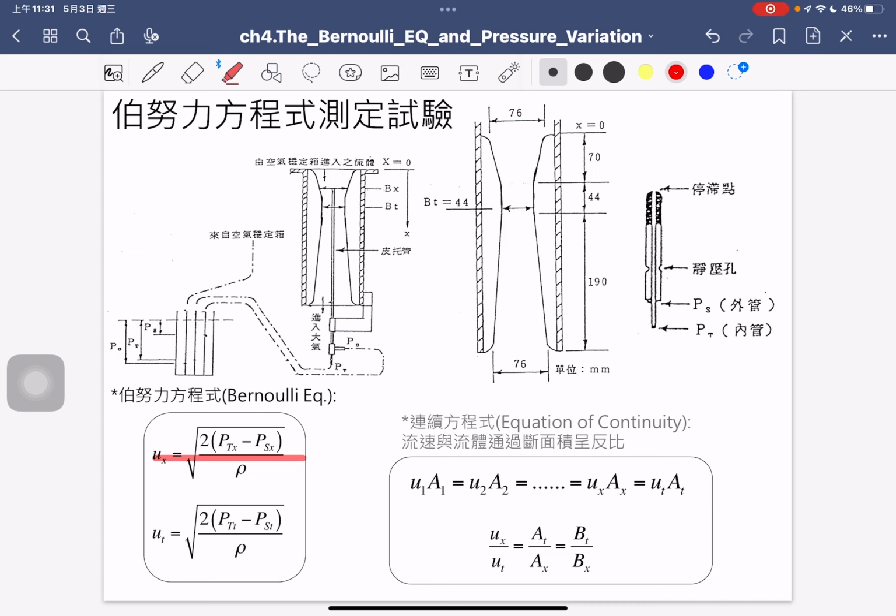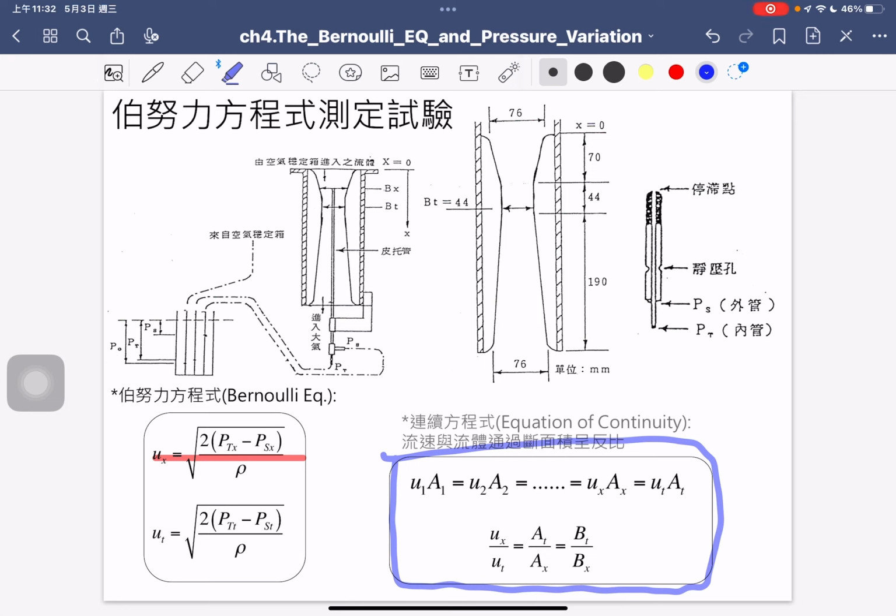Okay, so that's the Bernoulli testing. You use the device to measure the pressure difference and put it into the equation, and then you can know the flow velocity field. The right hand side, I have not taught before. It will be taught in chapter 5, the continuity equation. So on the right hand side, we can also compute the theoretical flow velocity based on the continuity equation.